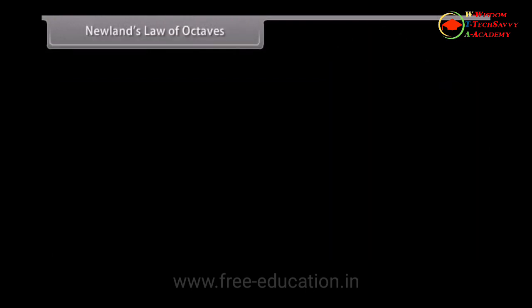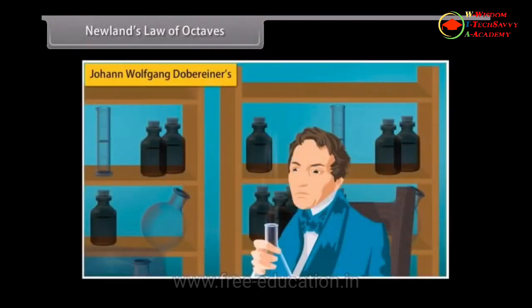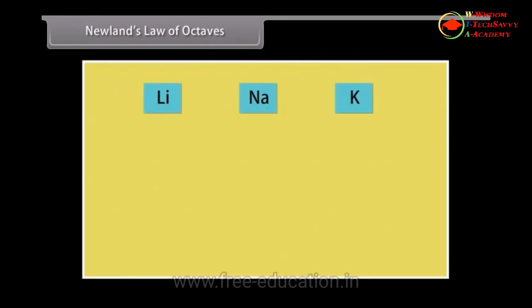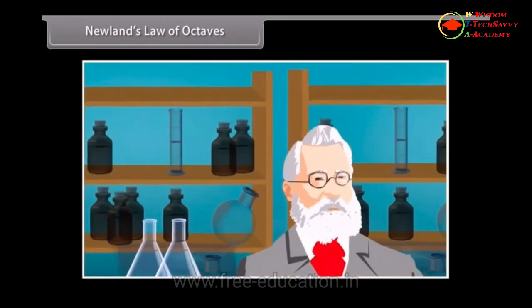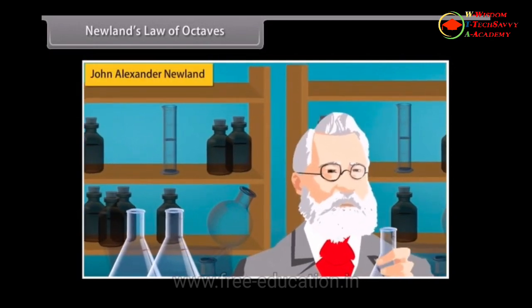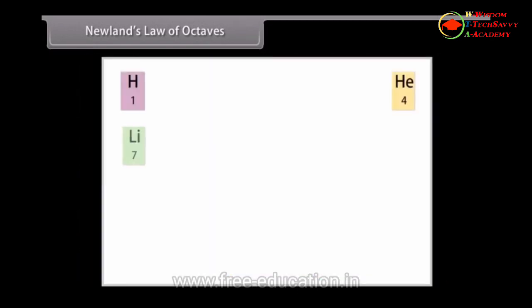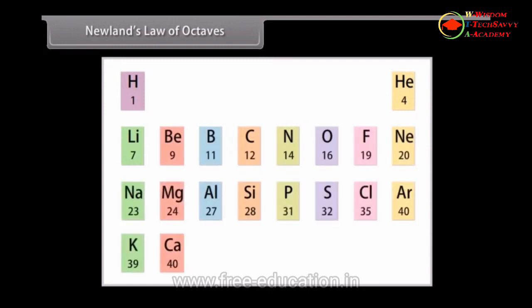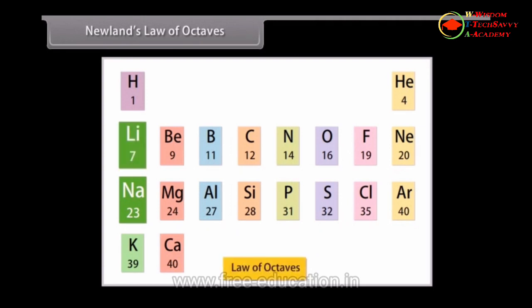Newlands' Law of Octaves. Dobereiner's research simultaneously encouraged other scientists to start classifying elements. The triads were not useful as they could classify only 3 elements at a time. In 1864, John Alexander Newlands, an English chemist, discovered that when elements are arranged in the increasing order of their atomic masses, atomic weight, every 8th element had properties similar to the first element. This is called the Law of Octaves.